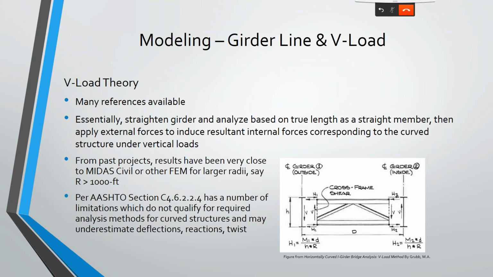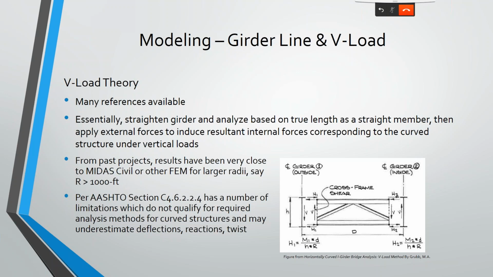And here's kind of the basic theory behind it. There's a lot of references out there. Again, it's a bit of an older method to do this by hand. You can also do it in a spreadsheet. Basically, you're going to take the girder line and straighten the girder along the arc and design it as that arc length as a straight member. Then you'll take external loads and apply them to your structure to try to model the horizontal curvature effects. And that's what that figure down on the bottom right is showing.